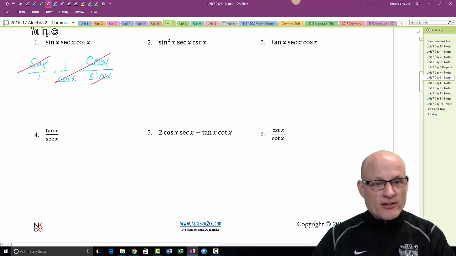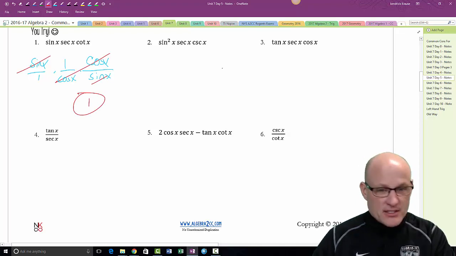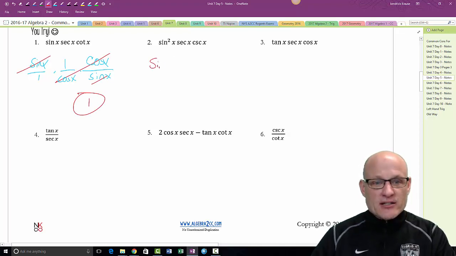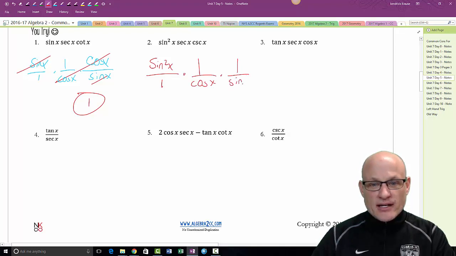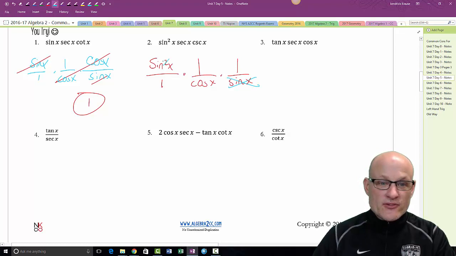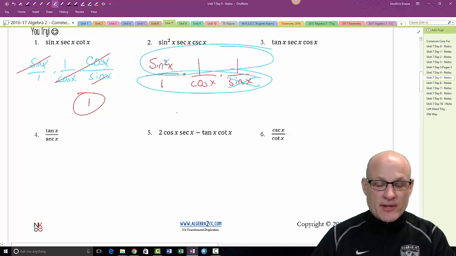Cosines cancel, sines cancel, I'm left with 1. All right, sine squared x over 1. Make sure everything's a fraction. 1 over cosine x. 1 over sine x. All right, let's see what we got. This sine cancels with this sine. It really leaves me in the numerator just sine, and then the denominator cosine. And I know that sine over cosine is really just tangent x.